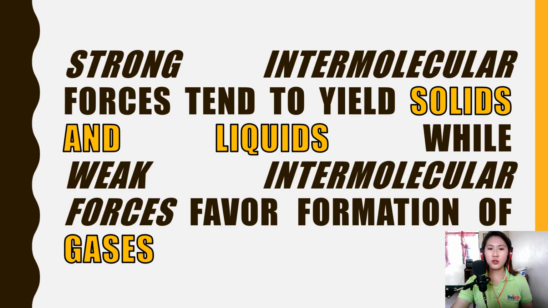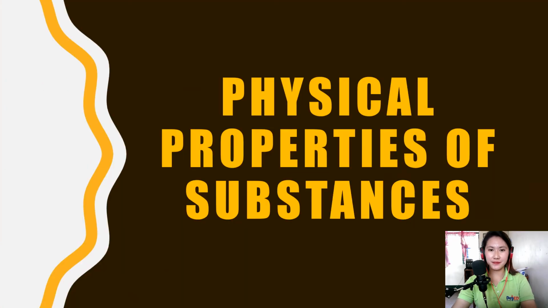Strong intermolecular forces of attraction tend to yield solids and liquids, while weak intermolecular forces of attraction favor the formation of gases. Again, strong intermolecular forces of attraction, solids and liquids. Weak intermolecular forces of attraction, gases. So the strength of intermolecular forces of attraction greatly affects the physical properties of substances. What are these physical properties?